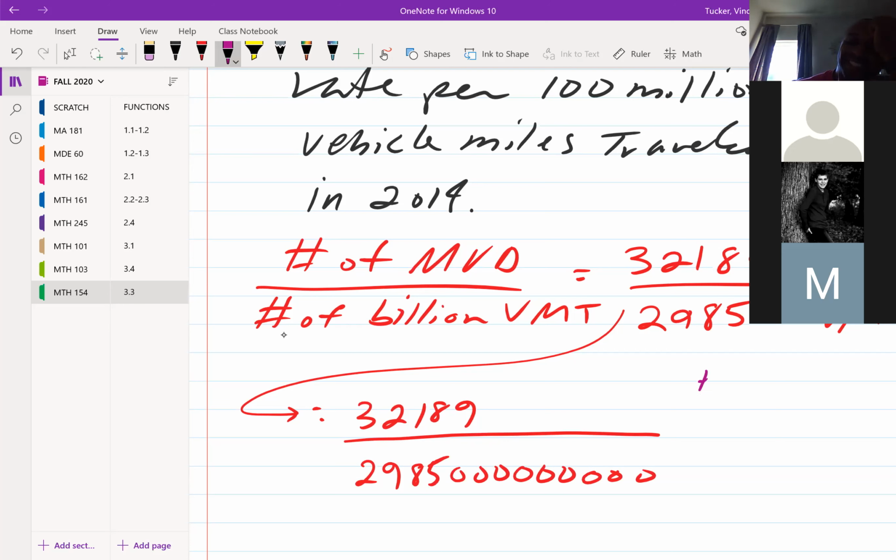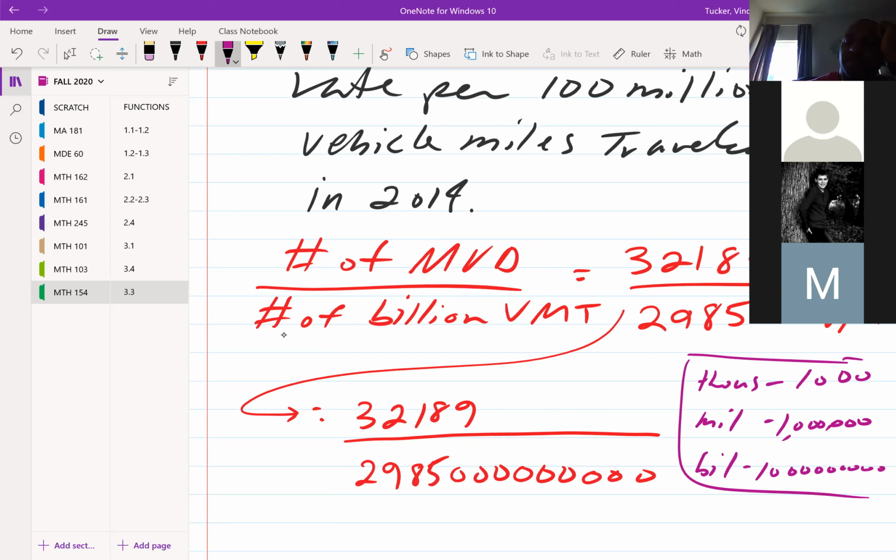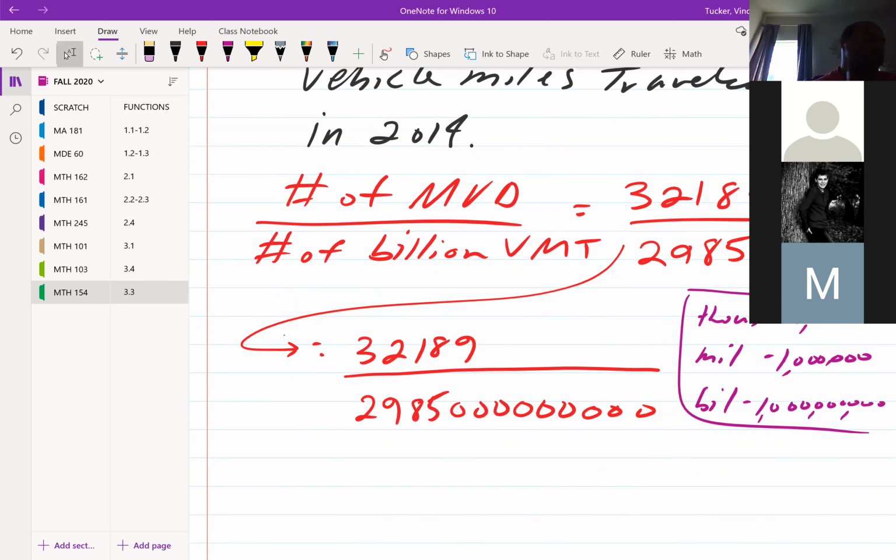Crazy. So 1,000 would be 3 zeros. I'll just write it out. See if I've got enough room over here. Million, 6 zeros. And then billion, it's 9. All right, so just FYI. So let's divide this out and see how this looks. See if my calculator can handle it.